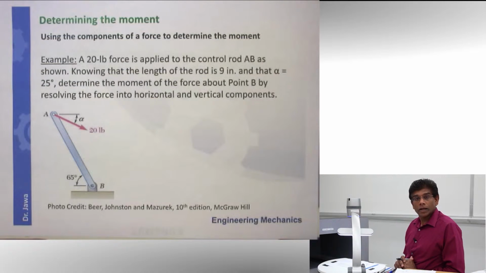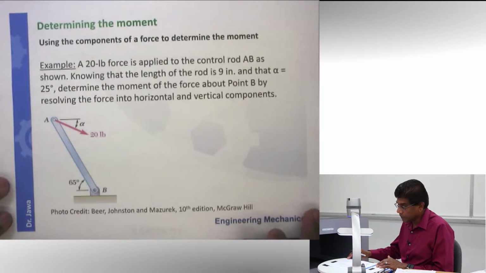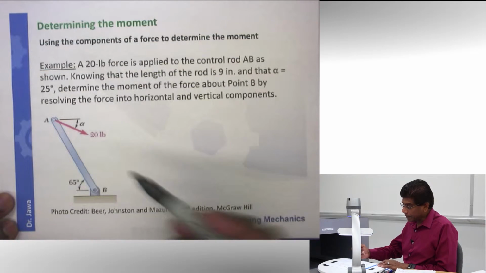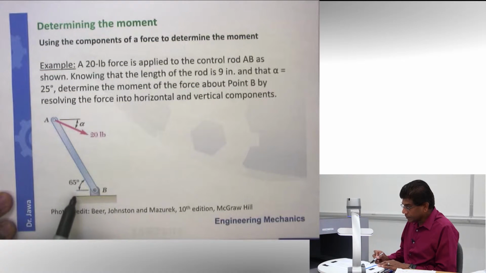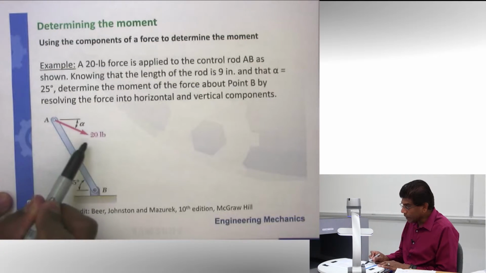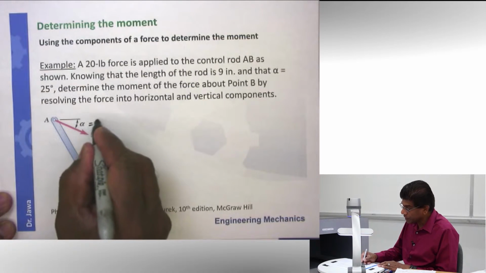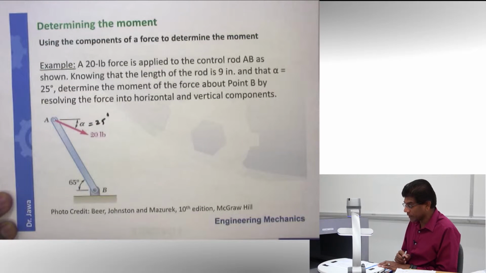Hello everyone, let's solve one more problem, a two-dimensional moment problem. And this particular problem is taken from the popular Beer-Johnston text, as you can see. Let's see what happens here. Here is a lever making a 65-degree angle from the horizontal. There's a 20-pound force applied at an angle again from the horizontal, and this alpha happens to be 25 degrees, so make a note of that. This alpha is 25 degrees.